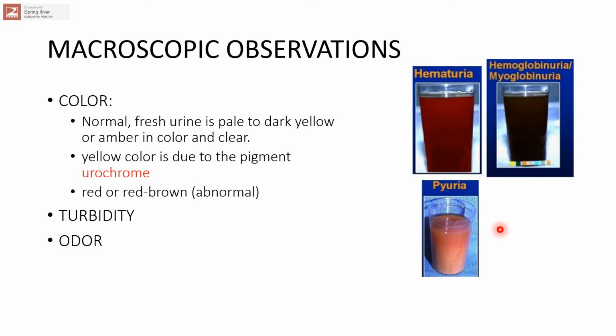Now, if it's concentrated and really dark but clear, it may indicate really low fluid intake or dehydration. Sometimes supplements of vitamin B can also turn the urine really bright yellow in color.